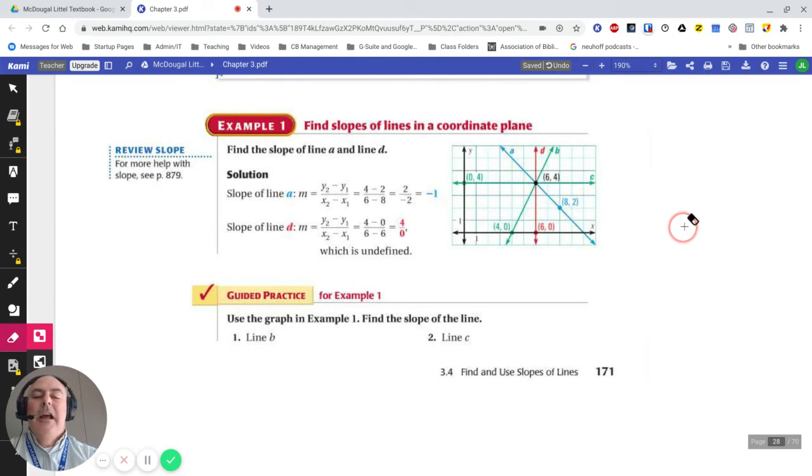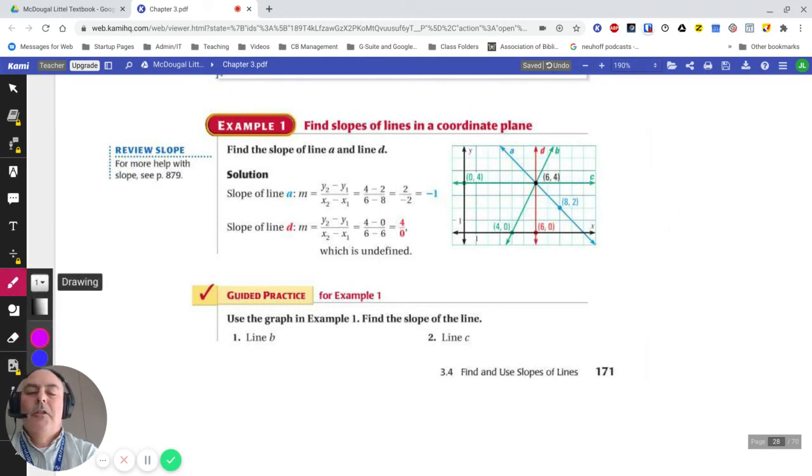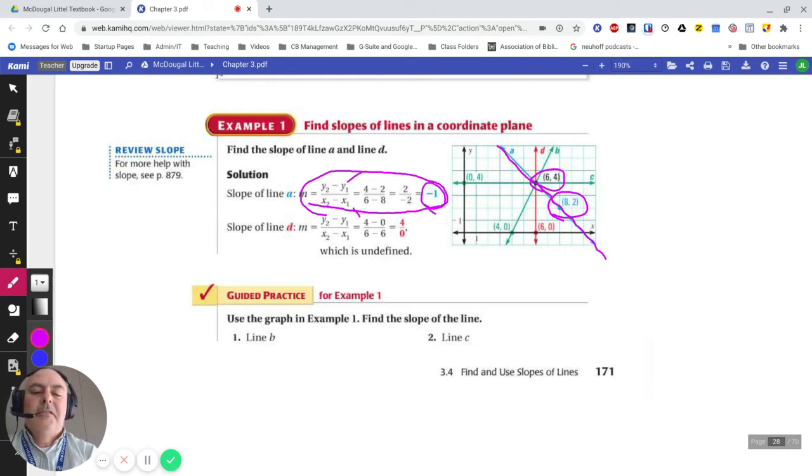What I'm able to do now is use different coordinate points in order to determine the slope of a line. If I'm looking for the slope of line A, I've got (6, 4) as one point on the line, and (8, 2). I set up my change in x and my change in y, rise over run, and I find my slope is -1. Makes sense because I know this line is going downhill, so it should be a negative slope.